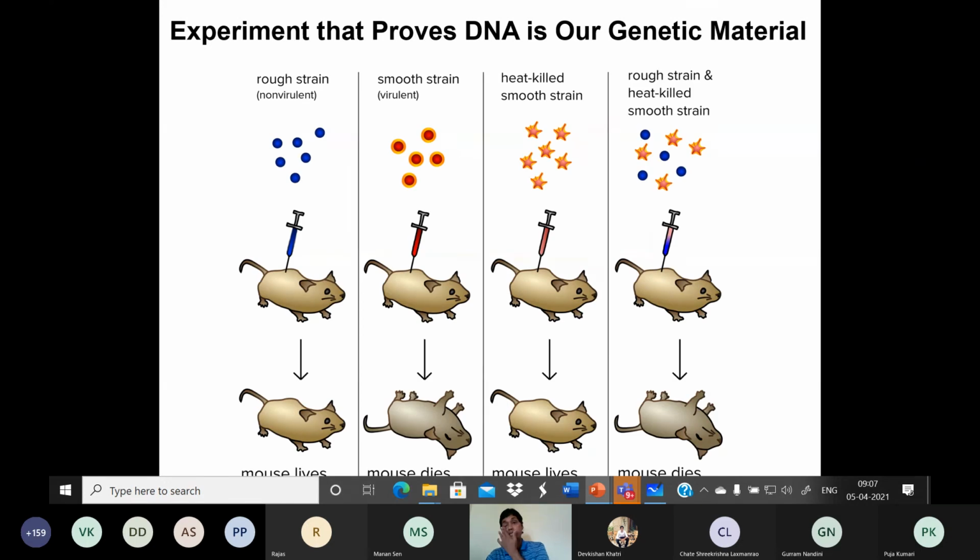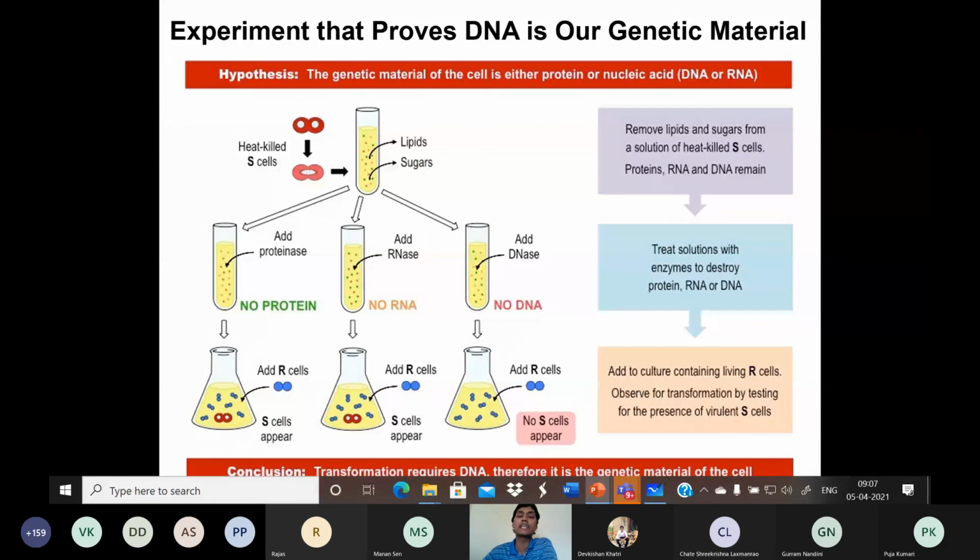So here, this is the experiment, and the idea is that although this smooth strain bacteria are dead already, they are not alive anymore, the gene or the DNA of those bacteria can transform those rough strain bacteria so that they can cause disease. But who proved this? A few more scientists later on, whatever Griffith did, they continued this work. Quickly, I will go through it.